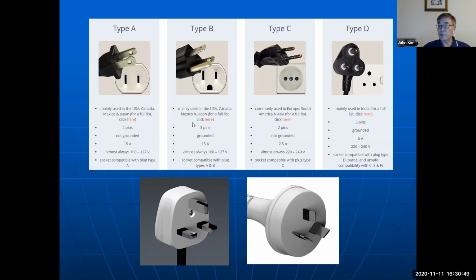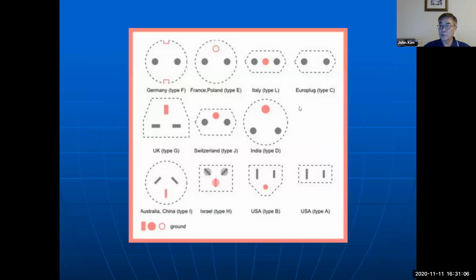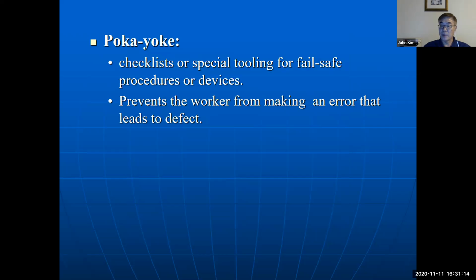So using a different shape to prevent accident or incident, that is fail-safe design philosophy, single system. And next one, kind of a chart, which country uses which type. And Pokayoke, this one is Japanese. And then this one is checklist or special tooling for fail-safe procedures or devices.